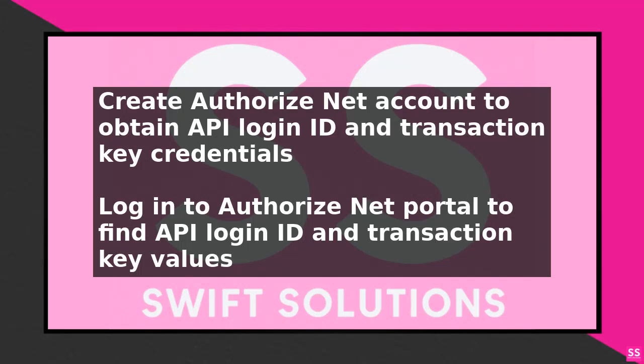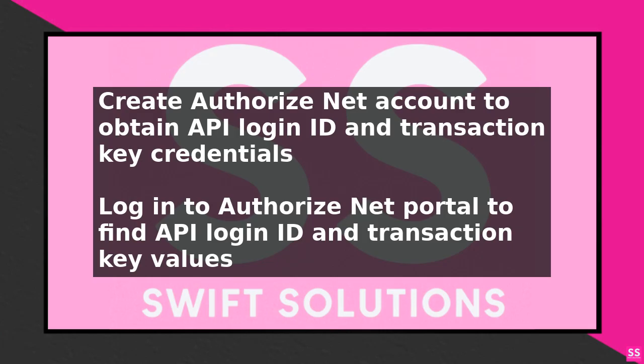Integrating Authorize Net Accept Hosted into your payment system is a straightforward process that enables you to securely accept payments from customers. To begin, you need to create an Authorize Net account and obtain an API login ID and transaction key. These credentials are essential for authenticating your requests to the Authorize Net platform.